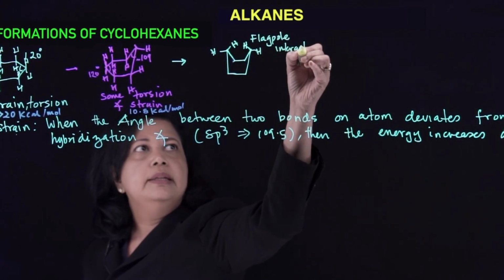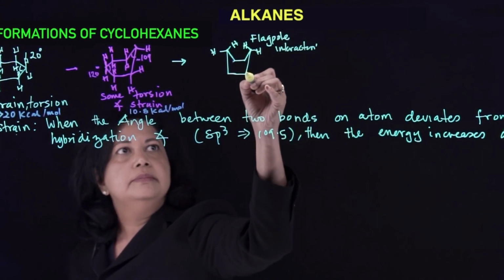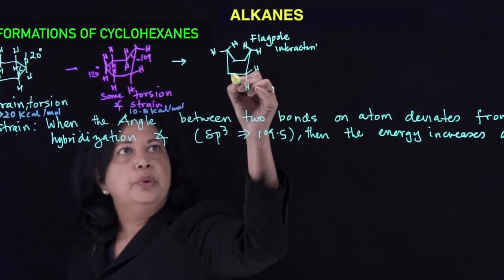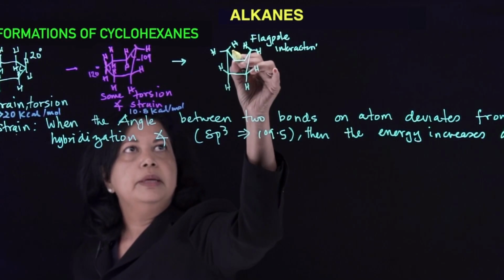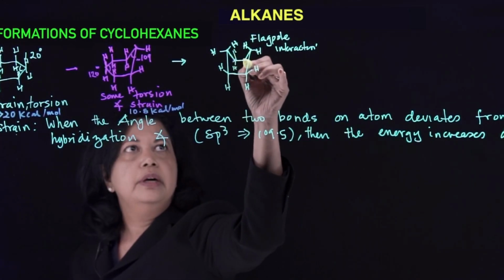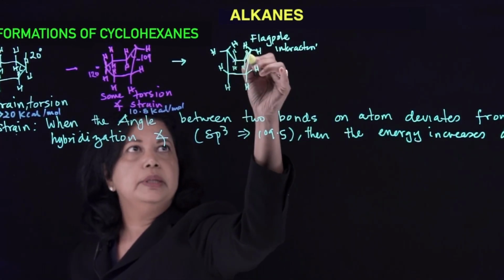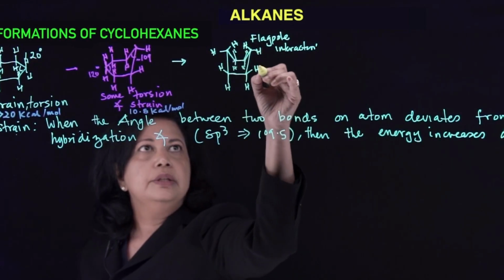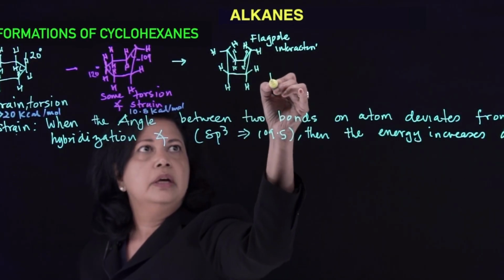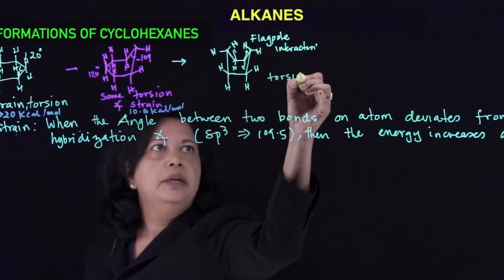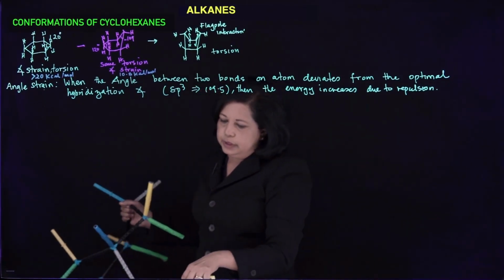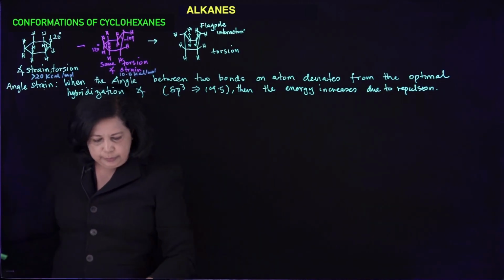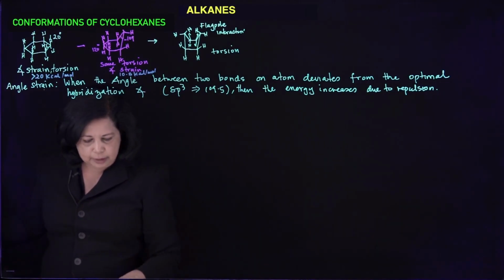And then you will have some torsion here, because these are parallel. And same here. So you'll have torsion here as well between these and these and these. So you'll have torsion. You may have removed quite a bit of the angle strain, but you still have torsion, and you will have flagpole interaction.